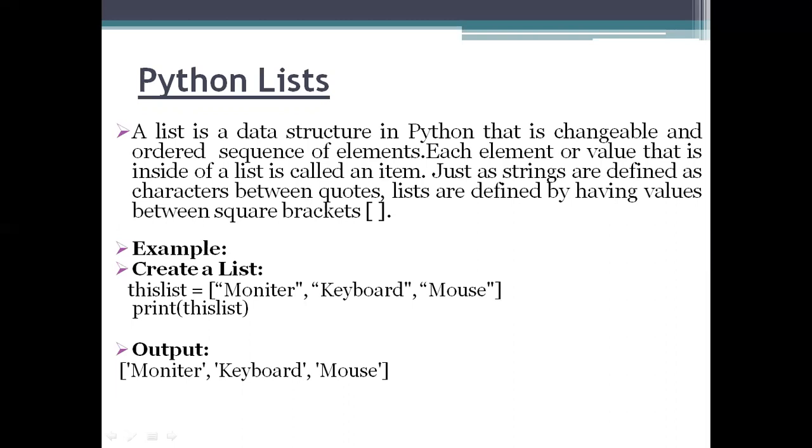In the example, we have created a list. In the square brackets, we have mentioned some items: monitor, keyboard, mouse. Then we are going to print it. The output will come: monitor, keyboard, mouse.